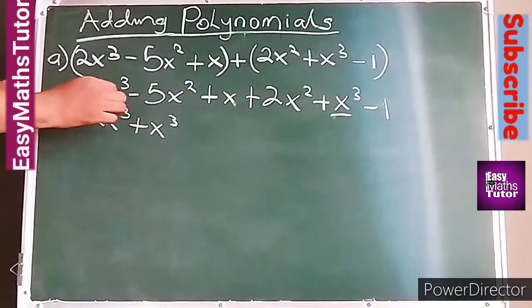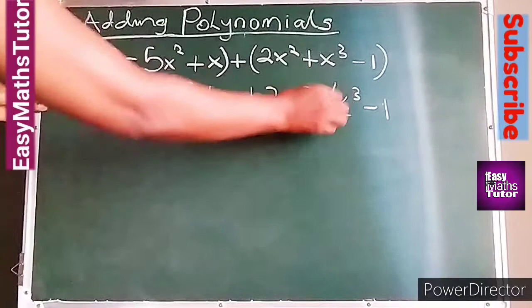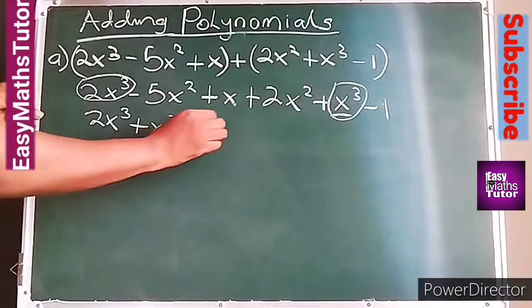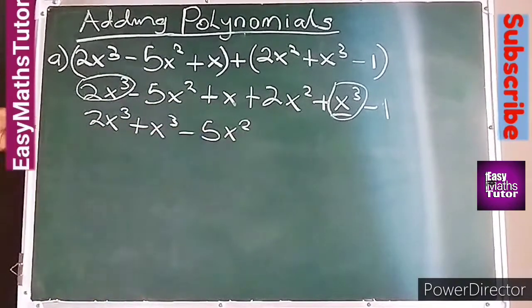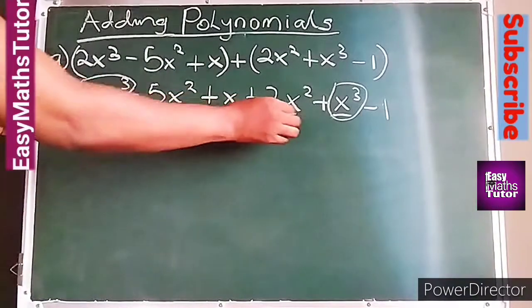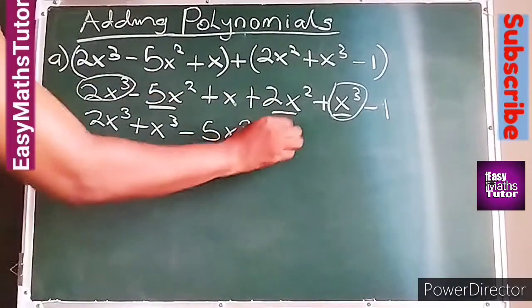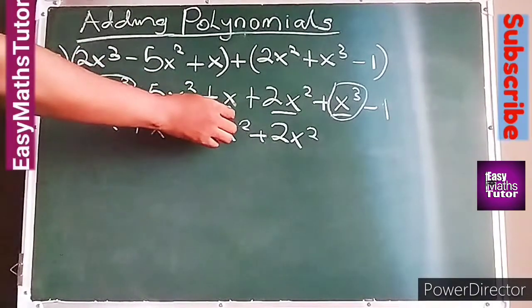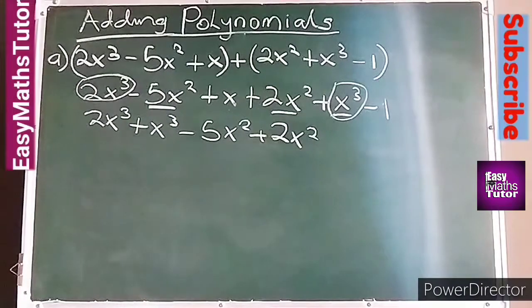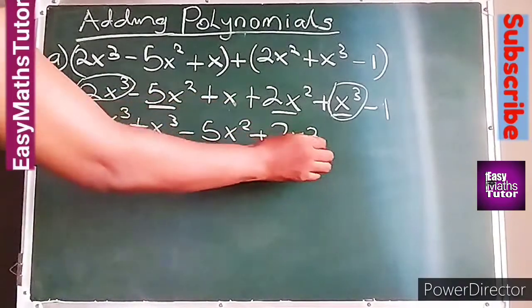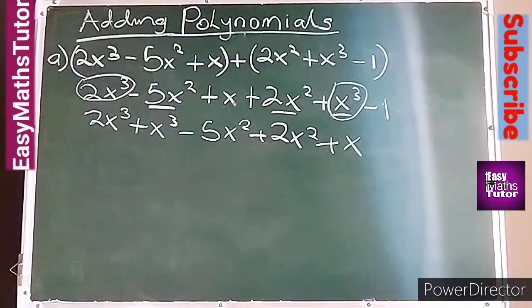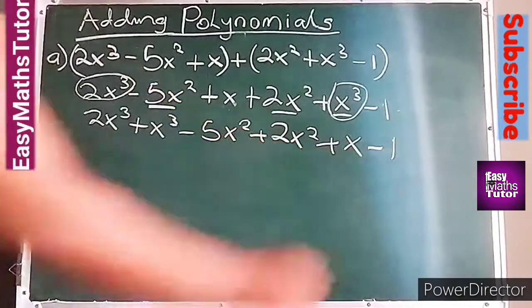We've arranged this one, and so the next one is minus 5x squared. Which other term has x squared? This one, so we say plus 2x squared. We're left with this term, a first degree term, so we'll write plus x. And then we're left with a zero degree term, so we have minus 1.